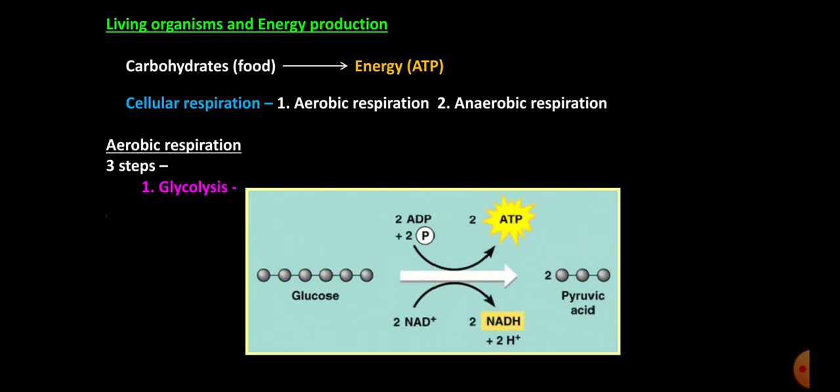Now this acetyl coenzyme A is the raw material for the next process, that is tricarboxylic acid cycle. Got it? So here in glycolysis, the breakdown of glucose molecule takes place and the products we get are 2 molecules of acetyl coenzyme A, 2 molecules of NADH2 and 2 molecules of carbon dioxide.